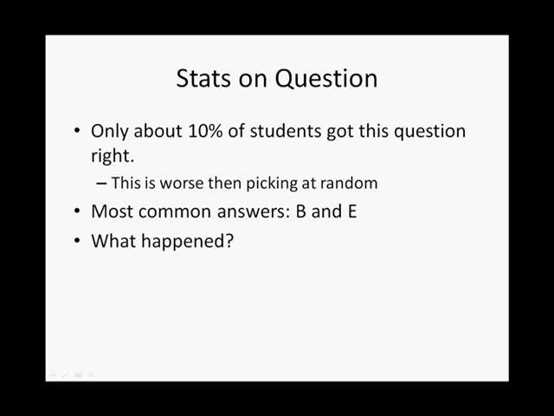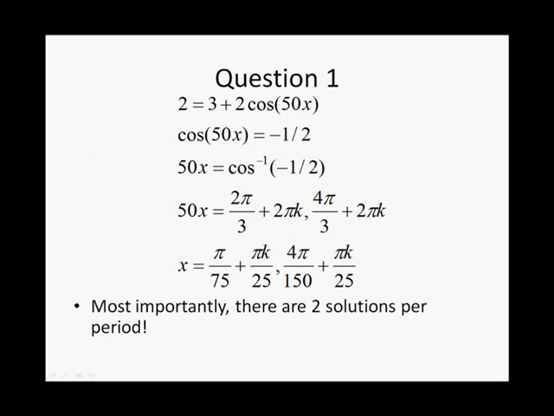Well, let's try and look at what's going on in this actual question. Solving the original equation, 2 equals 3 plus 2 cosine of 50x, we can simplify this a little bit, and we narrow it down to solving the equation cosine of 50x is equal to negative 1/2. So then, of course, 50x has to be the inverse cosine of negative 1/2. If we're looking at solutions between 0 and 2 pi, then the inverse cosine of negative 1/2 would be at 2 pi over 3 as well as 4 pi over 3.